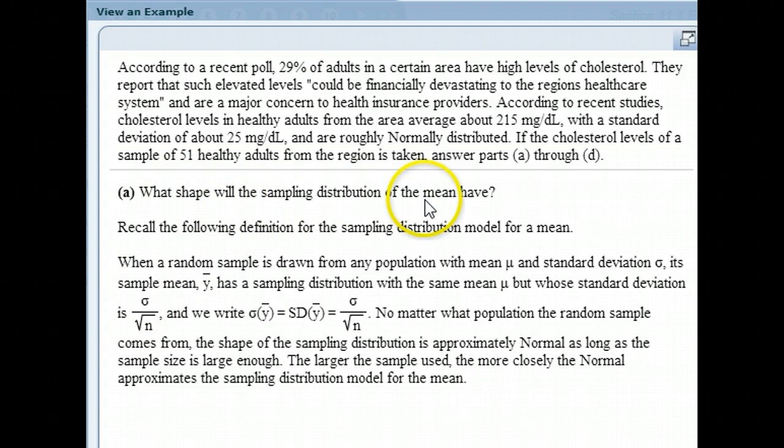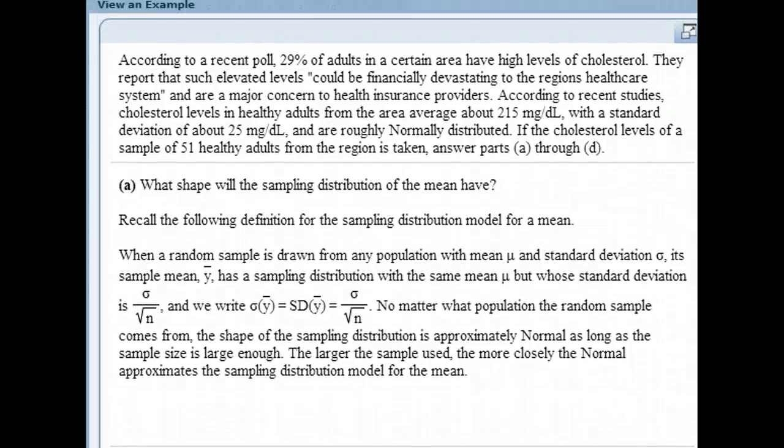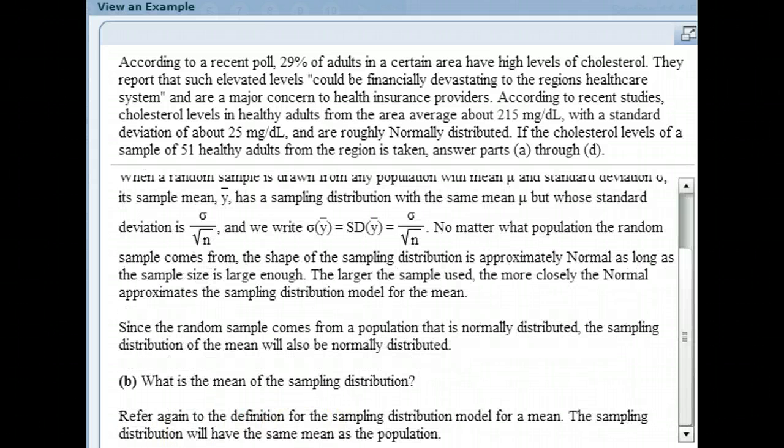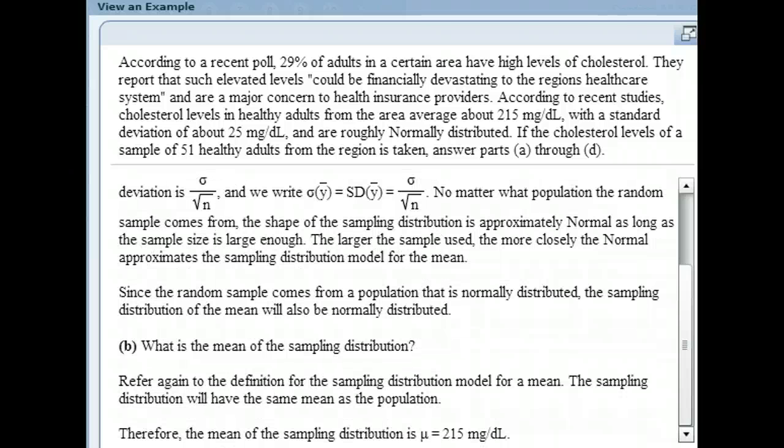So the shape is going to be the same as the normally distributed population, using the standard deviation from the information that was given. It will be normal as long as the sample size is large enough, which we will just have to assume that it is large enough for us to be able to move forward with that. Since the random sample comes from a population that is normally distributed, the sampling distribution of the mean will also be normally distributed.